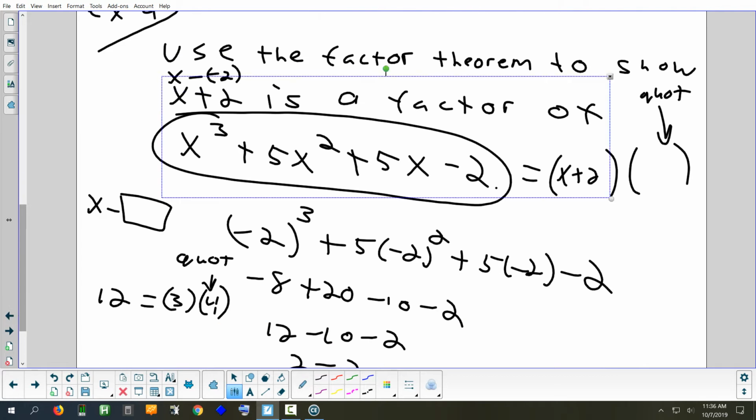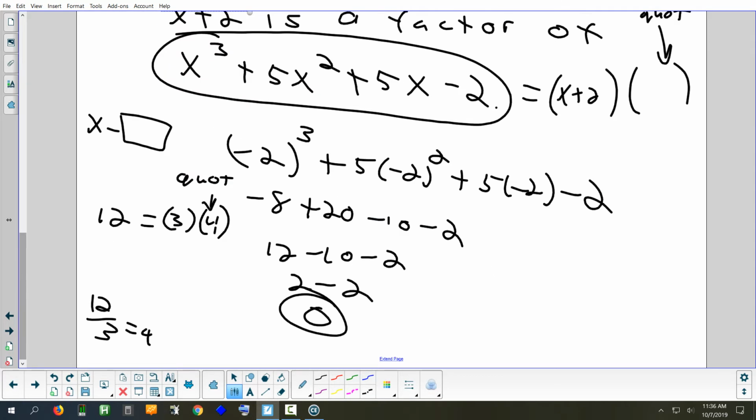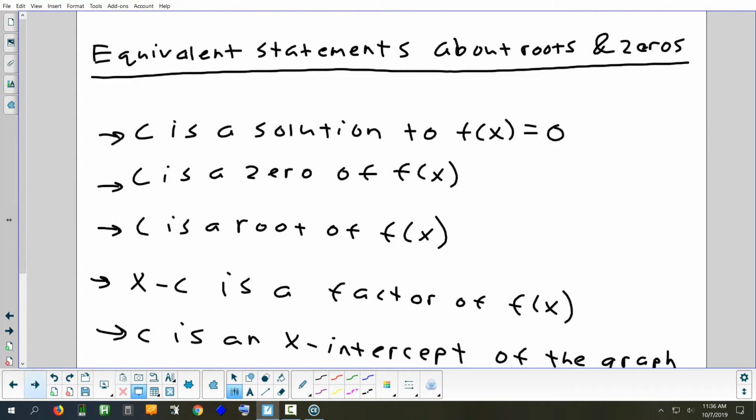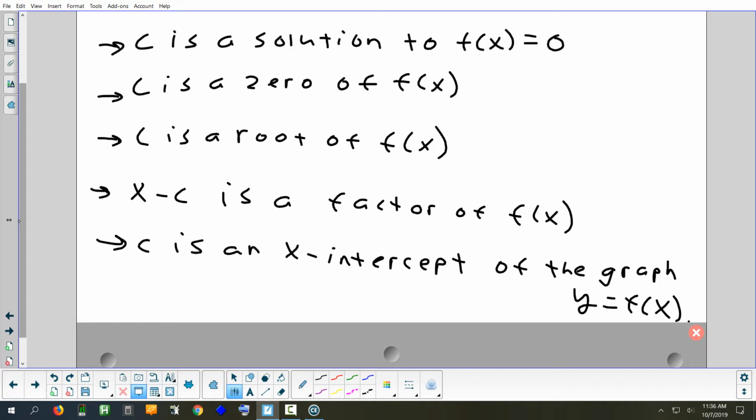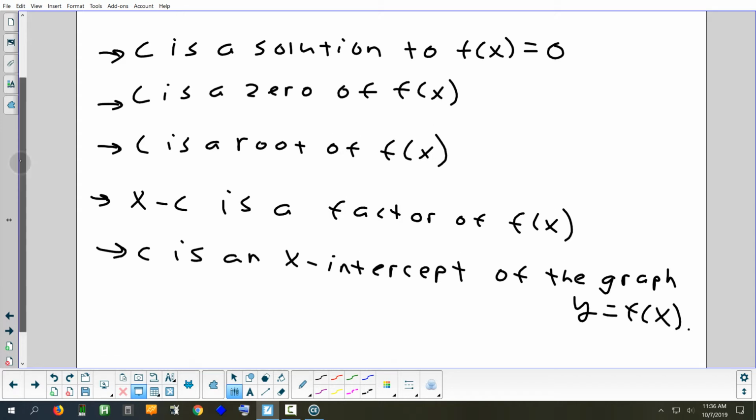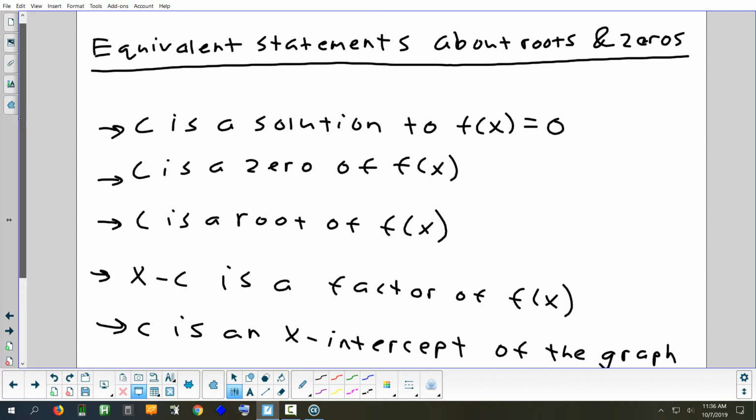-2 is a root to this polynomial. So x minus that is a factor. And we proved it was a factor because we got a remainder of 0. So you only know if x minus something is a factor if you do out the remainder theorem. But that's still quicker than having to do long division. Yeah, much quicker. Okay. Any questions on any of those equivalent statements? They all mean the same thing. Different ways of saying the same thing.